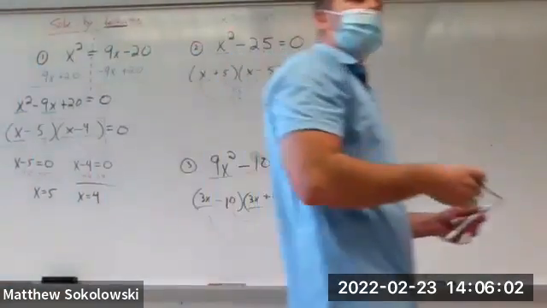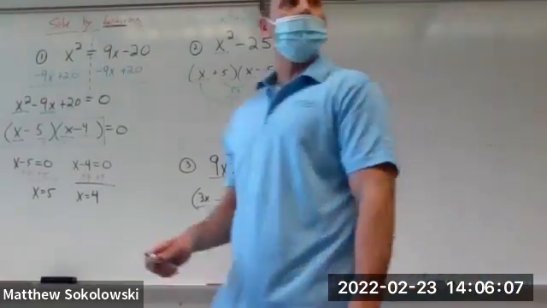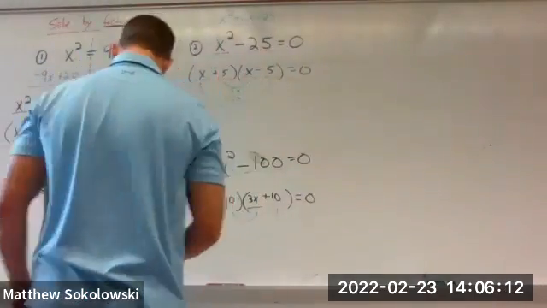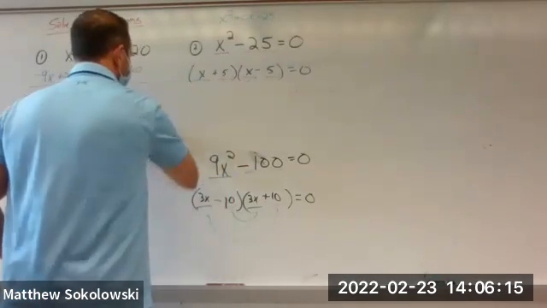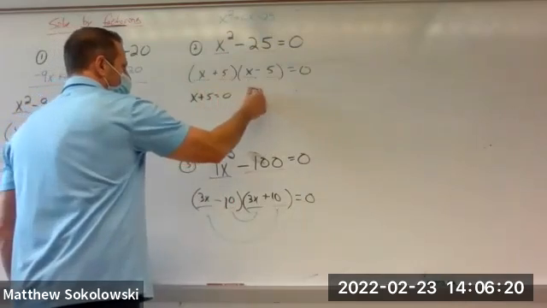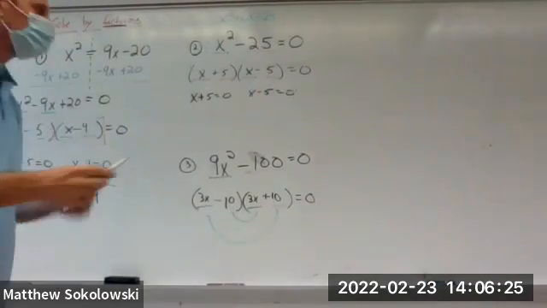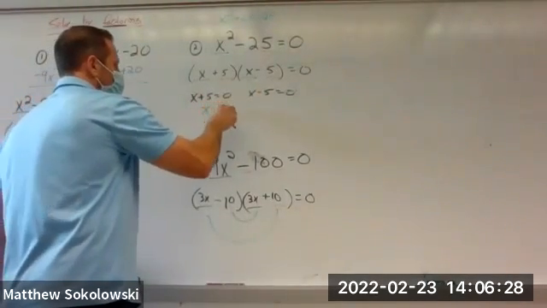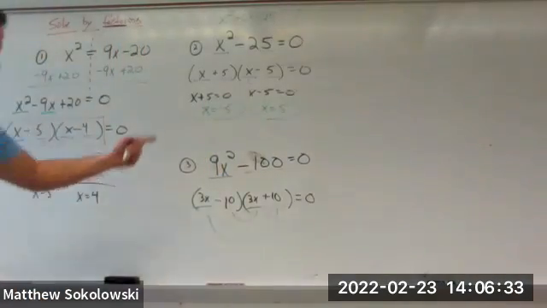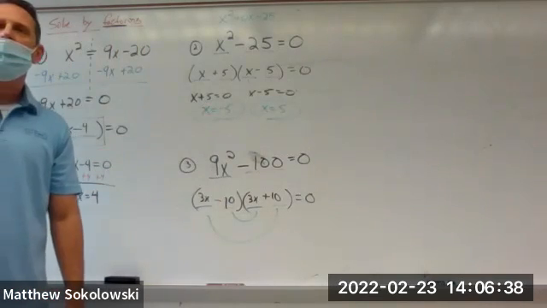Once you have the factors, what do you do with them? Boris, this was your question from the other day. What do we do once we have the factors? X plus 5 equals 0. X minus 5 equals 0. Then what do we do with those? Yeah, you get x equals negative 5 and x equals 5 as your two answers. Okay? Same thing down here. You would set those equal to 0, solve. You would get 10/3 and negative 10/3.